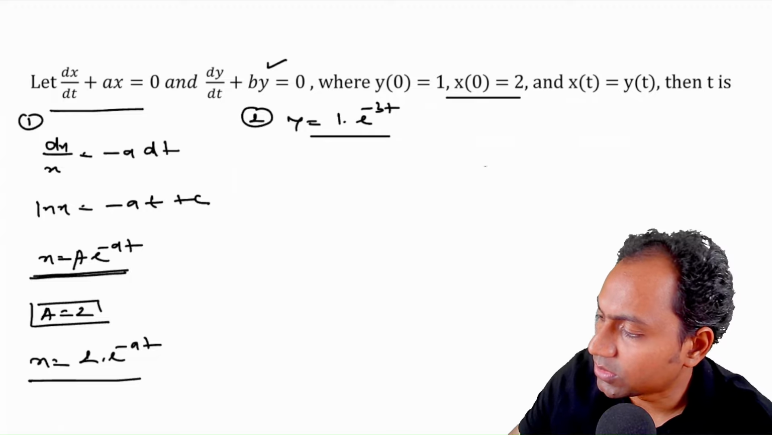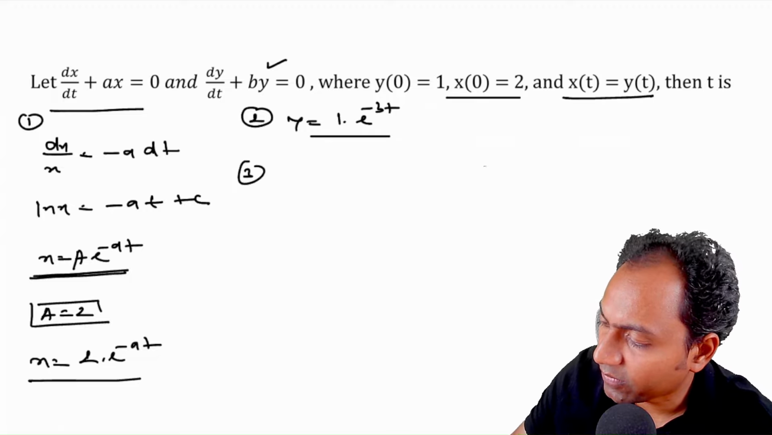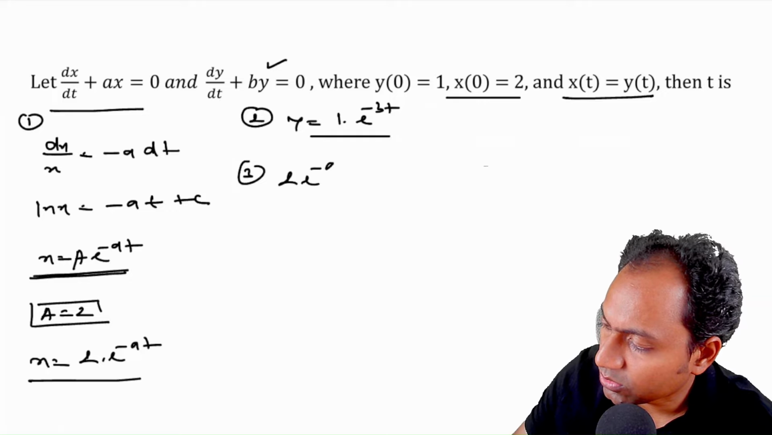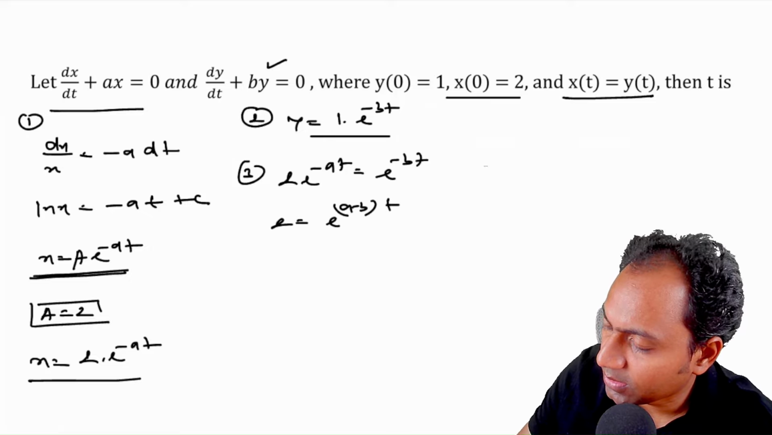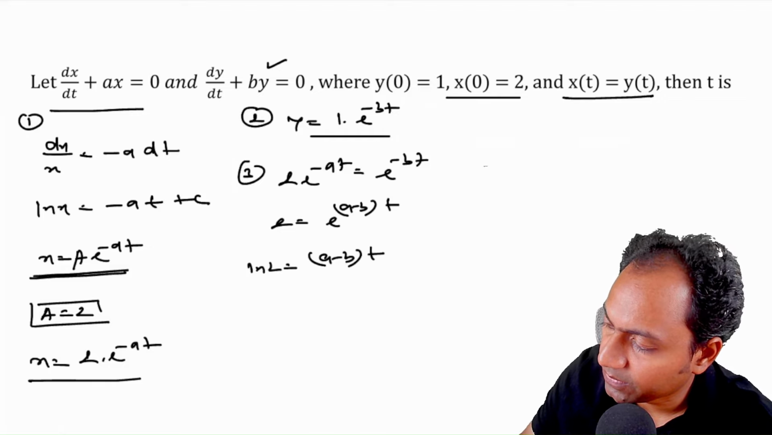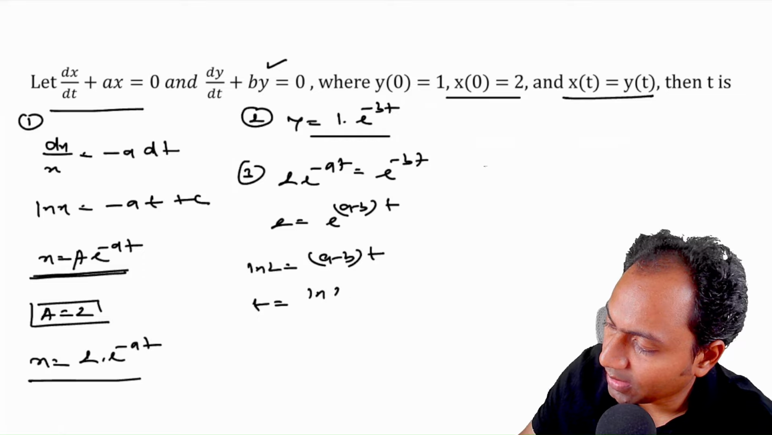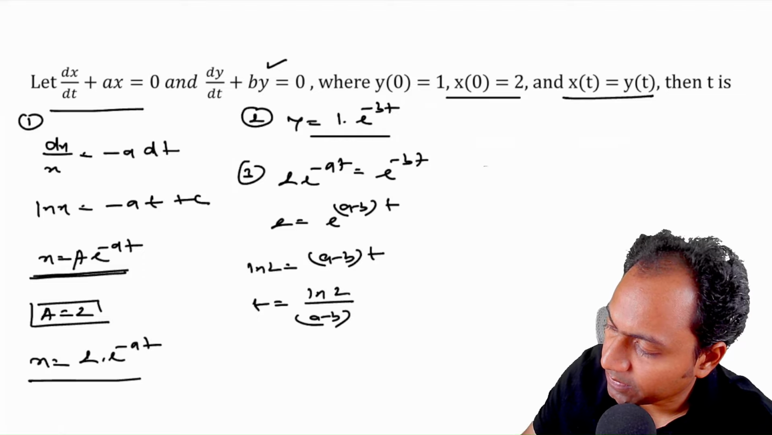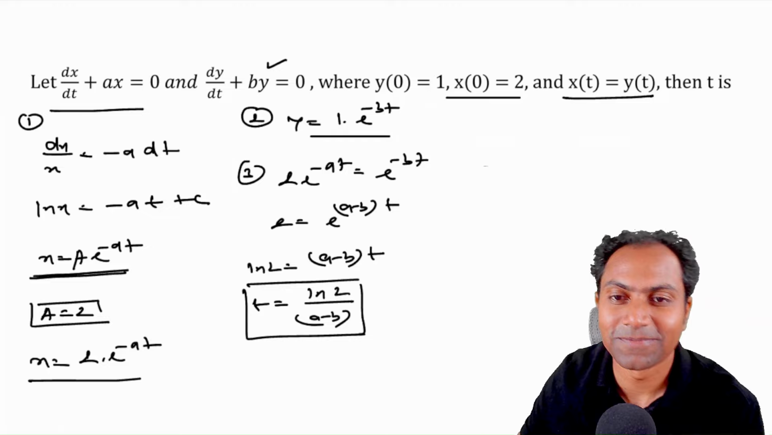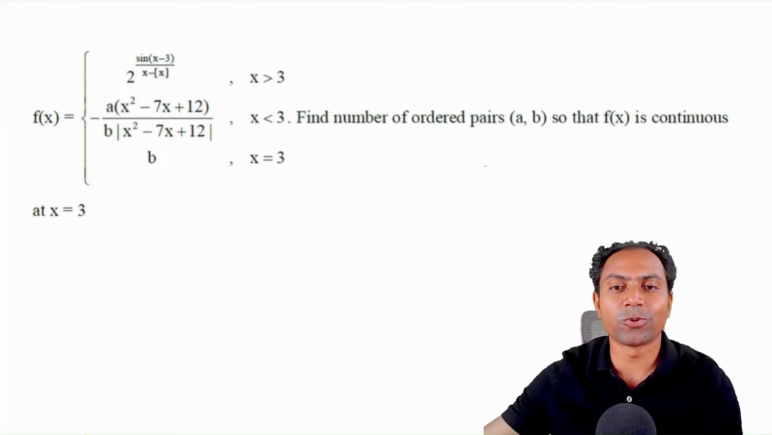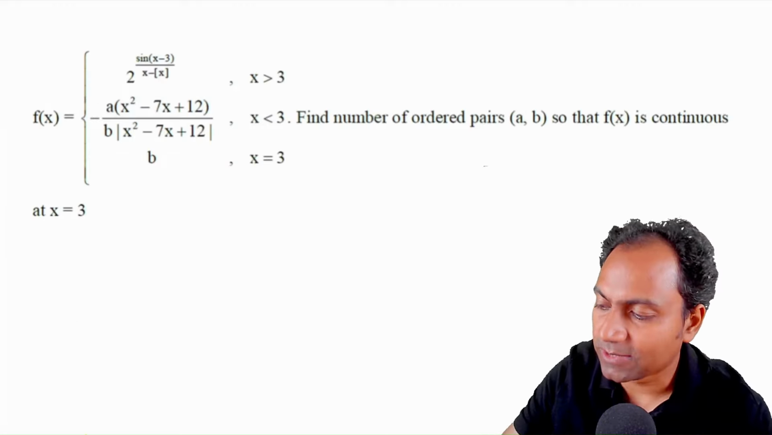Now what they want us to do is equate x and y, and in the third step, if I do so, then 2 e raised to the power minus at is equal to e raised to the power minus bt. So 2 is nothing but e raised to the power a minus b into t. So if I take ln on both the sides, then ln 2 will be equal to a minus b into t, or t comes out to be ln 2 by a minus b, and that is nothing but the answer. Now this question looks to be a difficult question, but it is an extremely simple question.